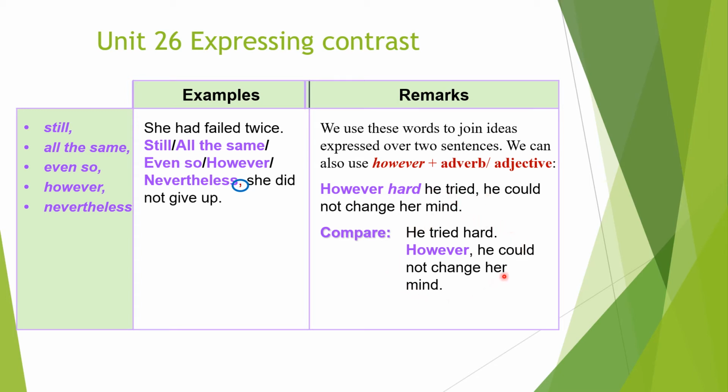Comparing with this one, if the meaning is the same, you can express however in another way. Another way of saying however hard he tried, he could not change her mind, that means no matter how hard he tried, he could not change her mind. You can also say he tried hard, however, he could not change her mind. The meaning is about the same. So you can use it this way or you can put it that way as well.